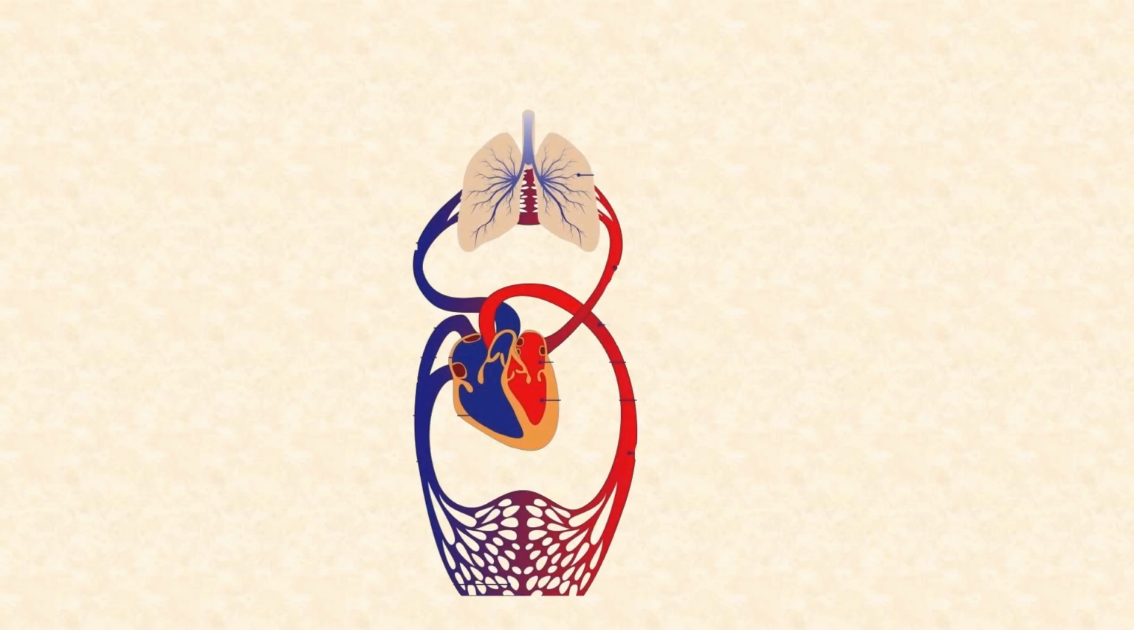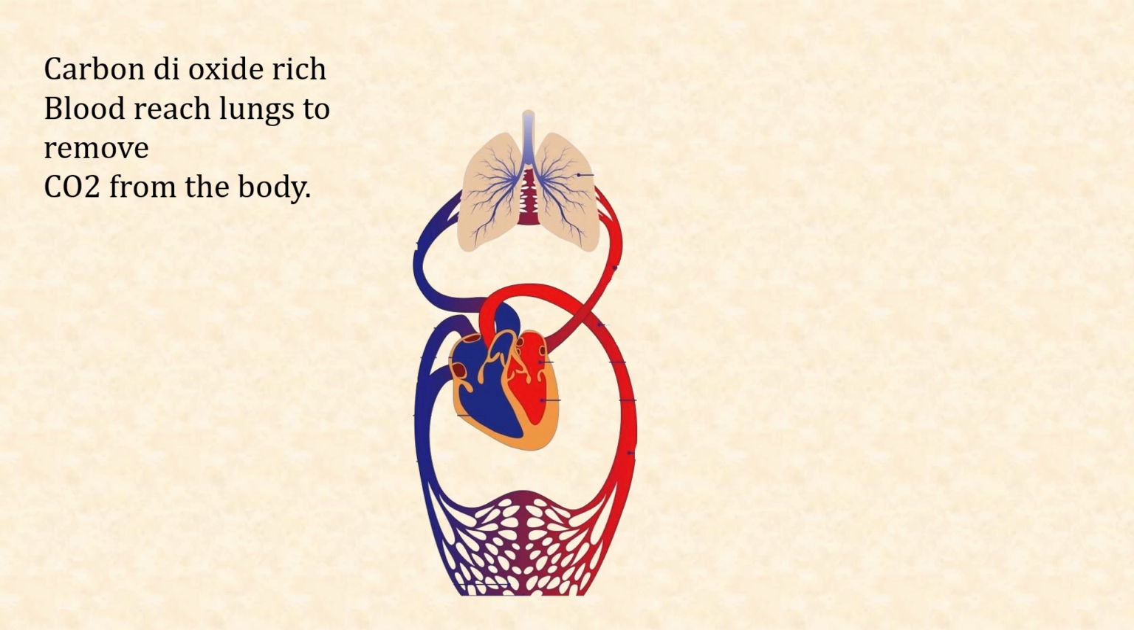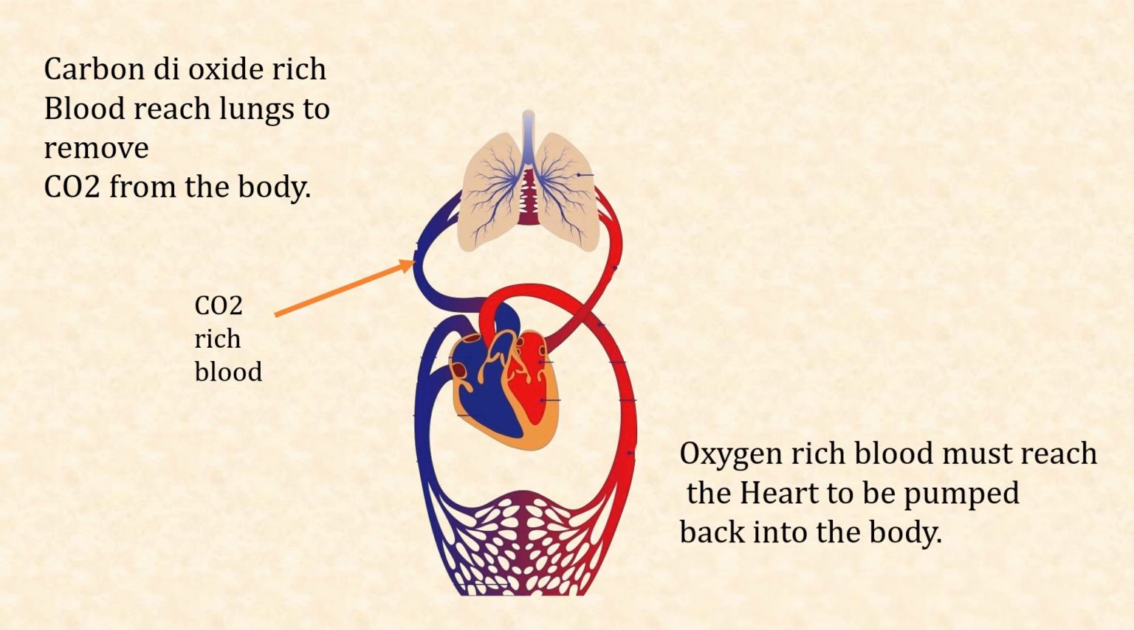Take a look at this diagram. Carbon dioxide-rich blood reaches the lungs to remove CO2 from the body. The blue color indicates carbon dioxide-rich blood. It's pumped into the lungs. And oxygen-rich blood must reach the heart to be pumped back into the body. The red color here indicates oxygen-rich blood. You can observe that the blood moves from the heart to the lungs, gets oxygenated and returns back to the heart to be pumped back into the body.